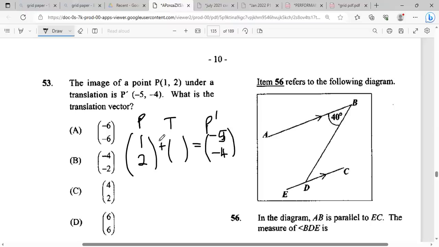All right, so if we should find the translation, it would be the image minus P. So it's going to be P' minus P equals T if we should solve, right? Yes, I'm going to do that. So it's -5, -4, minus 1, 2. So this is going to give us -6. Both of them negative, so we add them. So that's -6, -6. So that would be A.